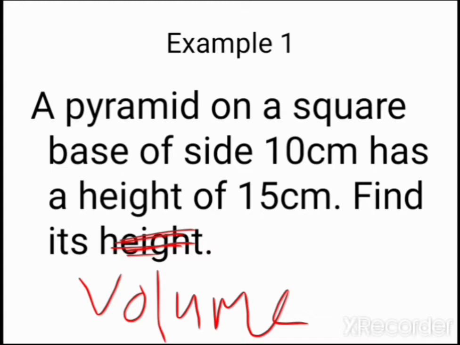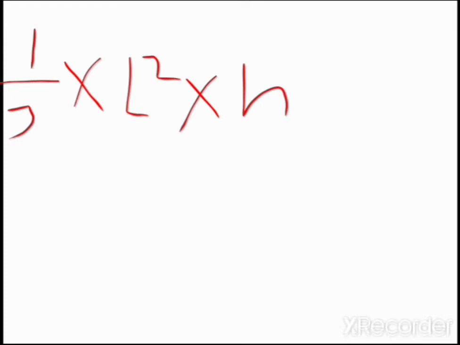So how do we calculate the volume? I told you that the volume of a pyramid on a square base is 1/3 times L squared, which is the formula for the area of a square, that is the square base, times the height.